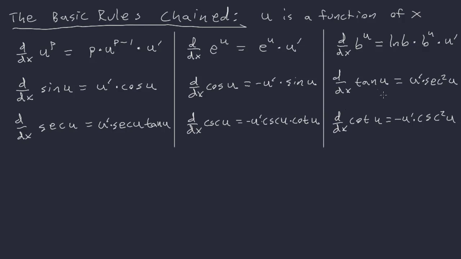Derivative of tangent u will be u prime times secant squared u. Derivative of secant u is u prime times secant u tangent u. Derivative of cosecant u is negative u prime cosecant u cotangent u. And finally, the derivative with respect to x of cotangent u is equal to negative u prime cosecant squared u.